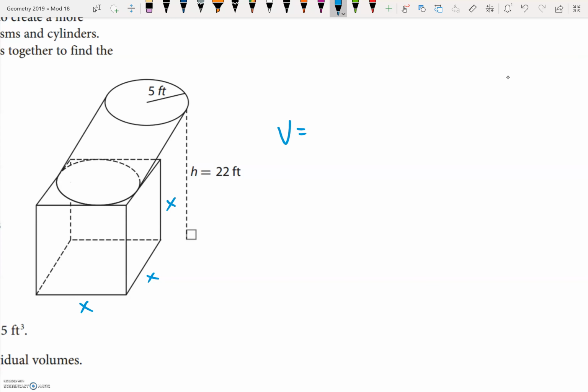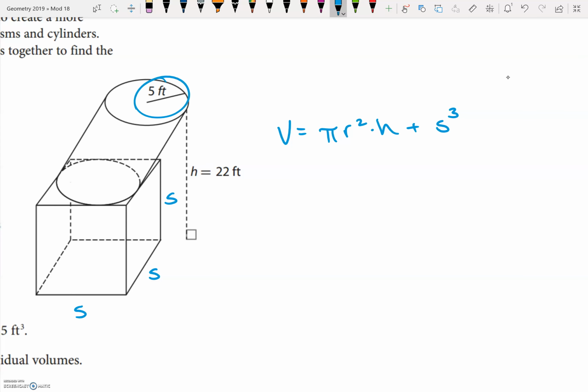The volume is going to be the volume of the cylinder, which is pi r squared times height, plus the volume of the cube, which is going to be, I think they use S in our directions, so we'll say S cubed. That's going to be our formula.